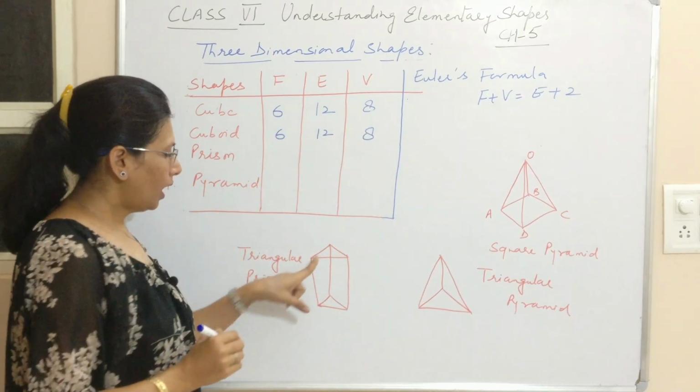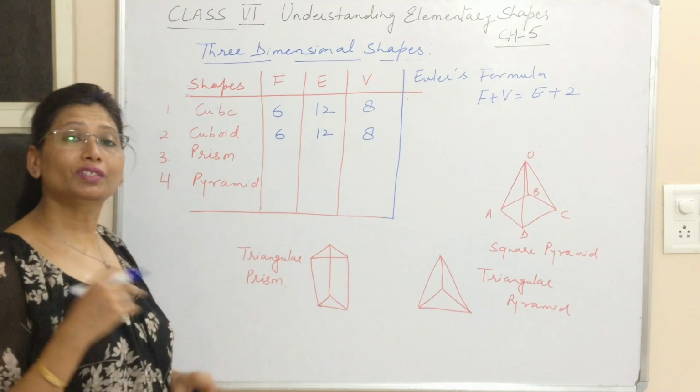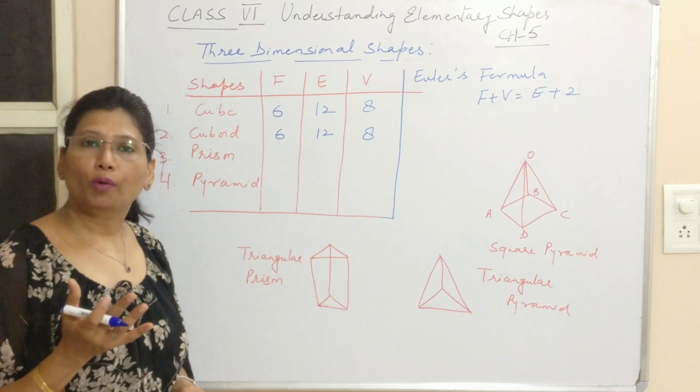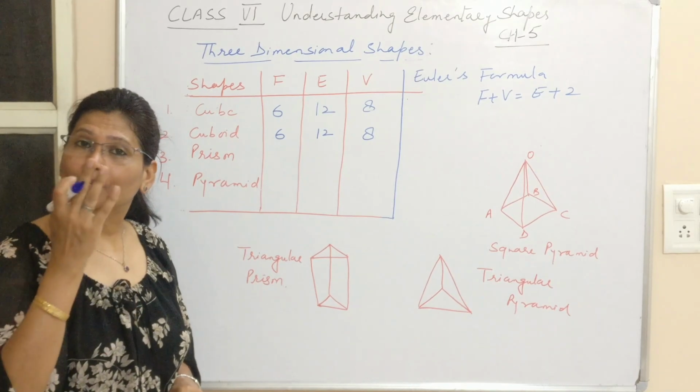Moving to prism, I'll make the diagram. I have already made the diagram. We have triangles, and here we are talking of the triangular prism. One more important fact is, if it is a rectangular prism, then it becomes a cuboid.